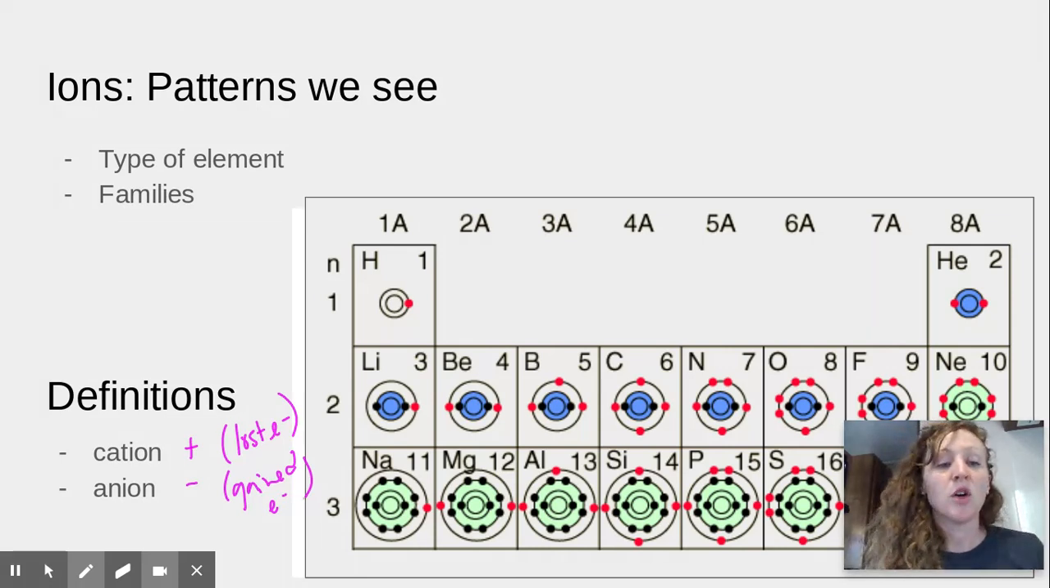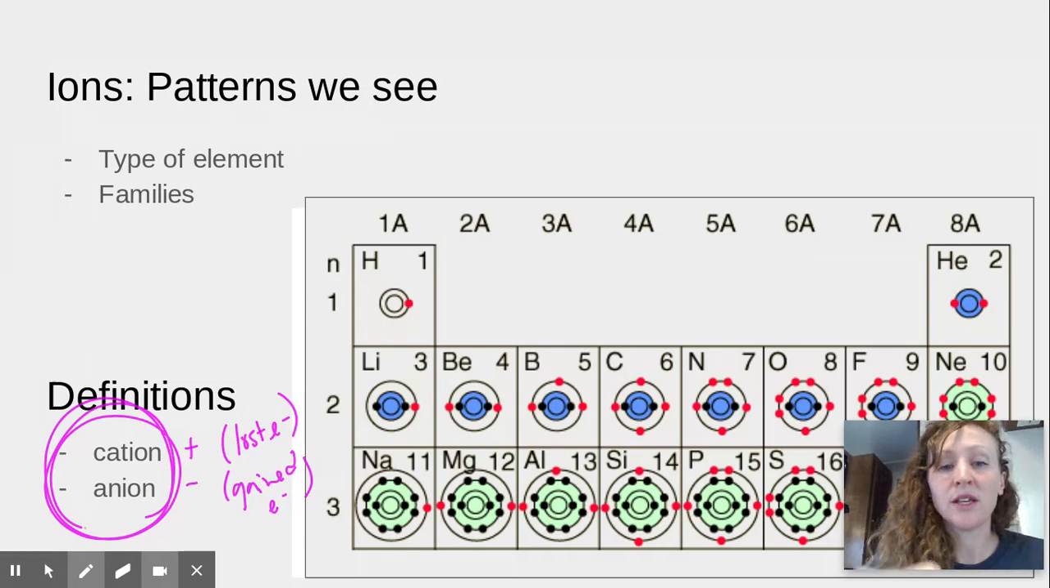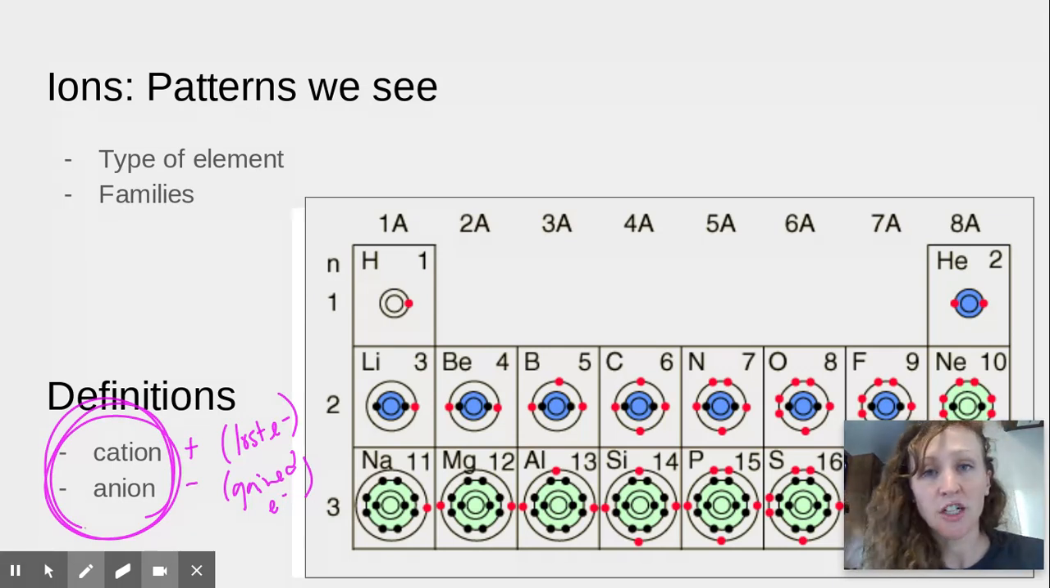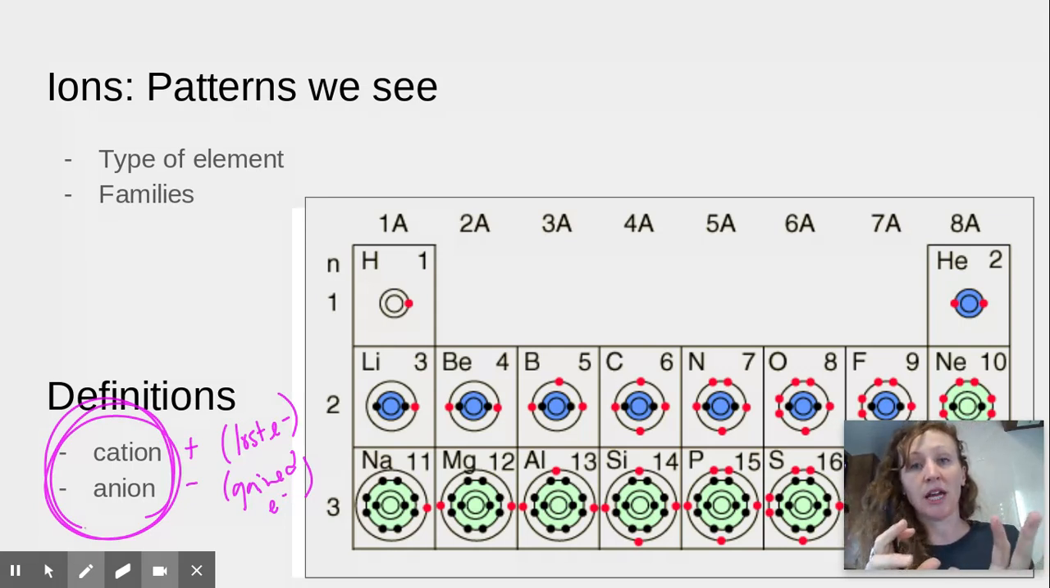And again, we can figure these out. We don't have to memorize these. We can figure these out based on the valence electrons that occur and whether those valence electrons are more likely to gain or lose electrons to get that full octet.